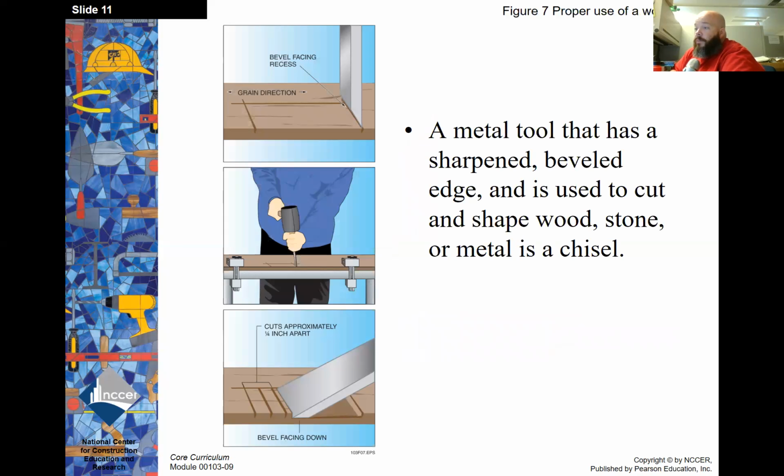Okay, proper use of a wood chisel. A chisel is a metal tool that has a sharpened, beveled edge and is used to cut and shape wood, stone, or metal. And in this illustration, they're cutting out a mortise for a door hinge using a wood chisel.